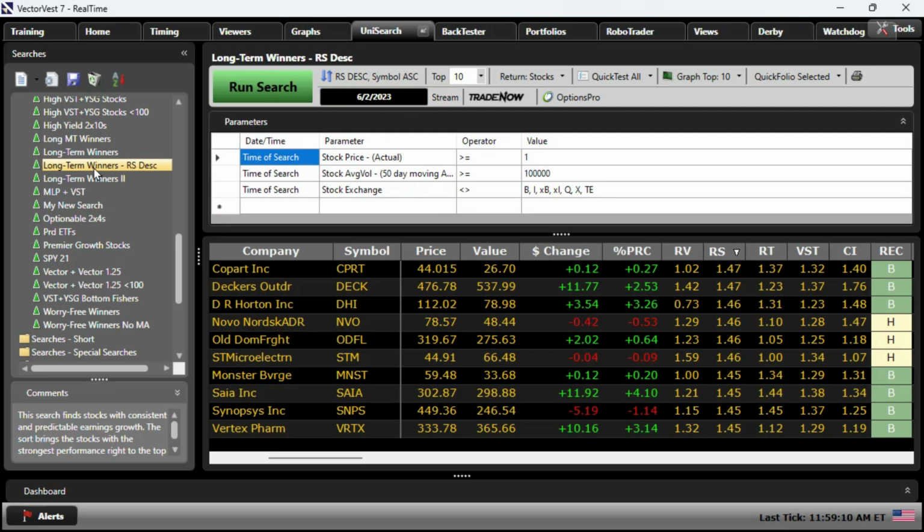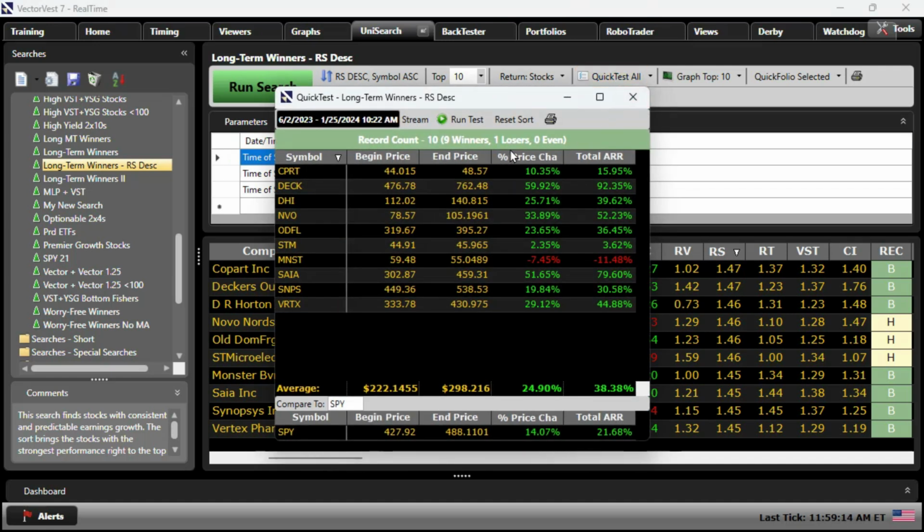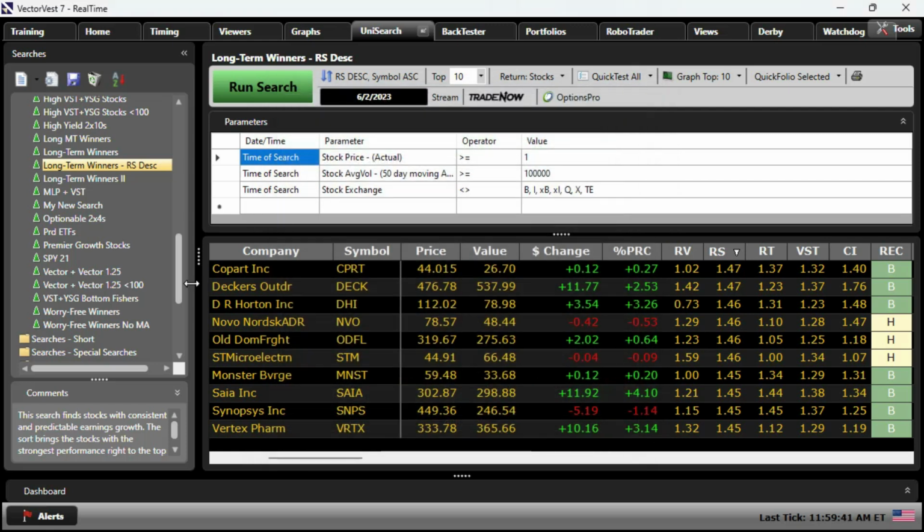So I have the search here. The first thing I want to do is just simply run a quick test. So the stocks from that particular day, when I run that quick test, outperform the S&P 500. We have 9 winning. This is with no risk management techniques in place. 9 winners, 1 loser, just about 25% return over that time versus the S&P 500, which comes to a 38% annualized rate of return. Okay, just a quick test, point A to point B, to give you an idea of how some of these searches work. So jot that one down.